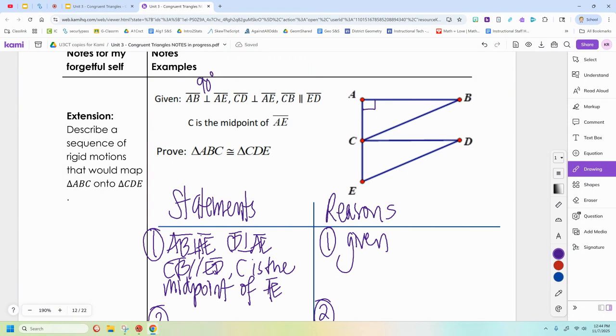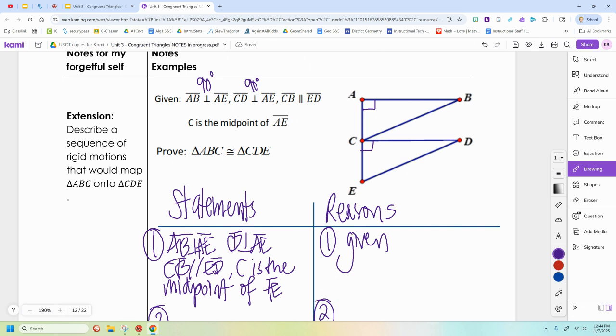Okay, next one. CDAE. So once again, 90 degrees. CDAE, 90 degrees. Now, I'm not sure where I'm headed with that yet, but I have a set of congruent right angles. Okay. I now have parallel lines.